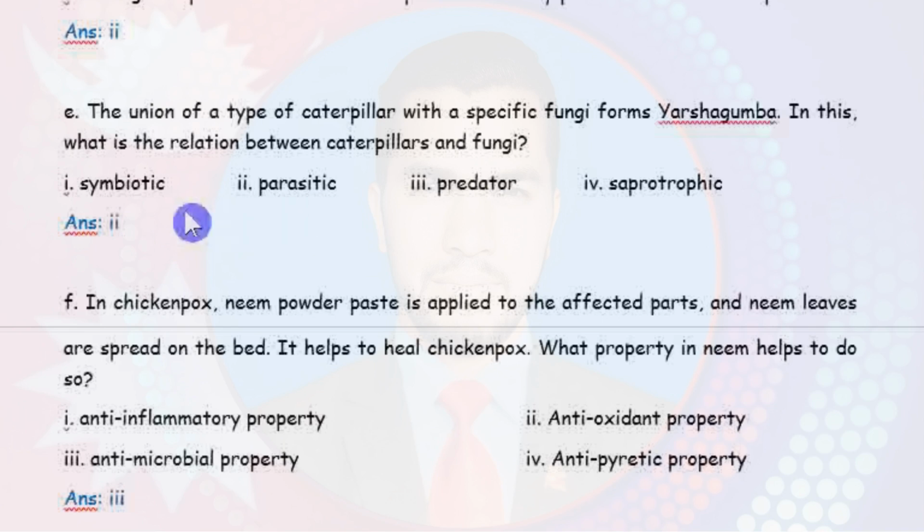Some people say that it is symbiotic, but in symbiotic relationship, there should be benefit to both of the organisms. But here, in the case of Yarsa gumba, there is a special type of fungi which grows on the body of caterpillar, and it makes the caterpillar to die. This means that there is no benefit to the caterpillar, there is only the benefit to the fungi. Therefore, it cannot be symbiotic relationship, it is parasitic relationship.